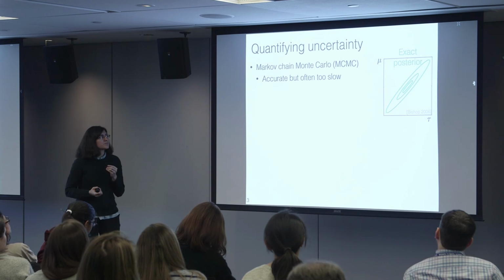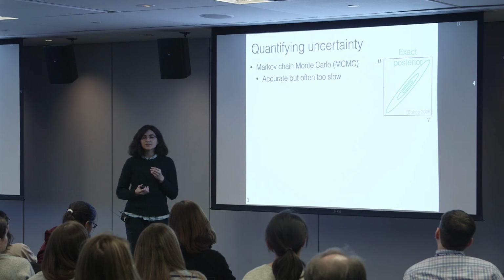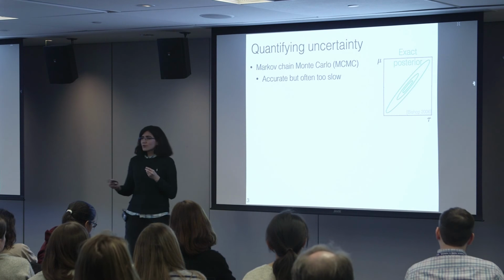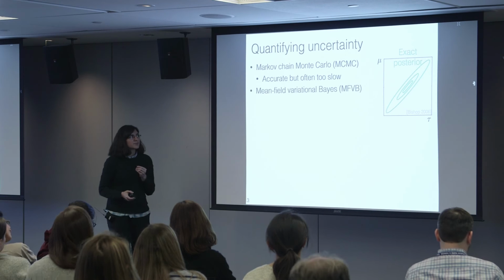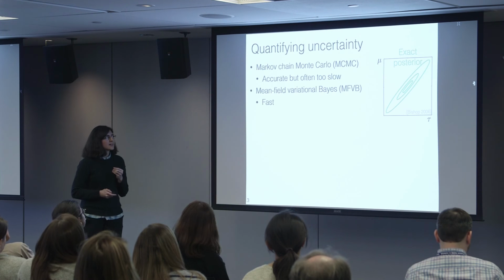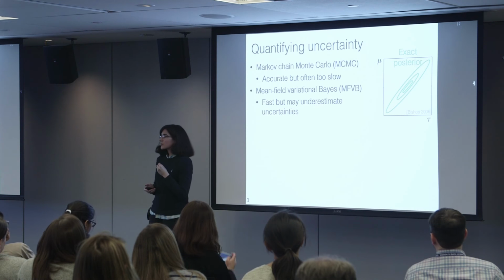Traditionally, this has been done with Markov chain Monte Carlo. It's been named one of the 10 most influential algorithms of the 20th century. It's accurate if you run it long enough, and you often don't have long enough. So what do we do instead? Well, increasingly people have been turning to so-called mean field variational Bayes because it's very fast. Problematically, it can underestimate uncertainties, in fact, arbitrarily badly.